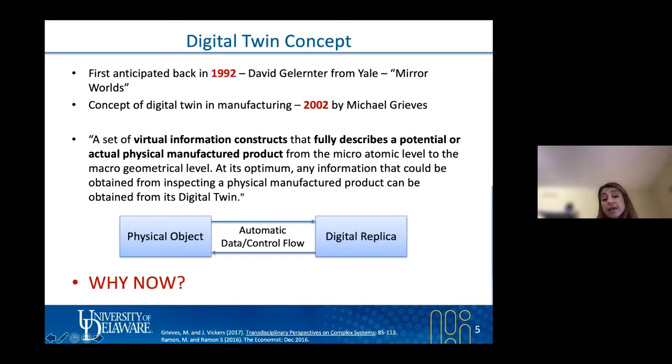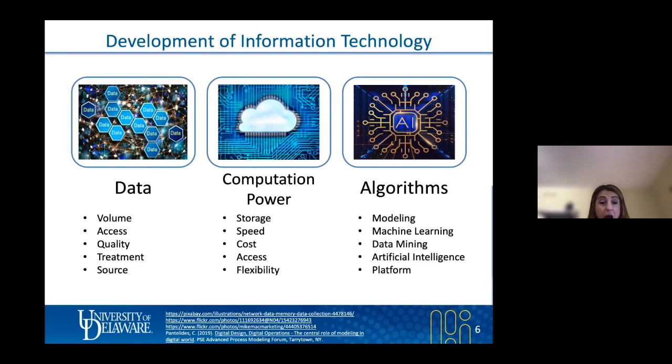So the big differentiation factor between a digital twin and a simulation is the two-way communication between the physical object and the digital replica. Of course, since these concepts have already appeared in the literature, one question is, why now? Why do we have this spark of interest in the literature about the digital twin?